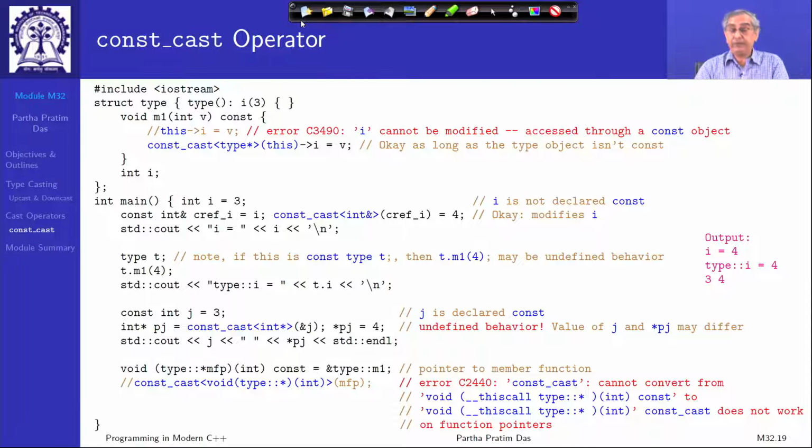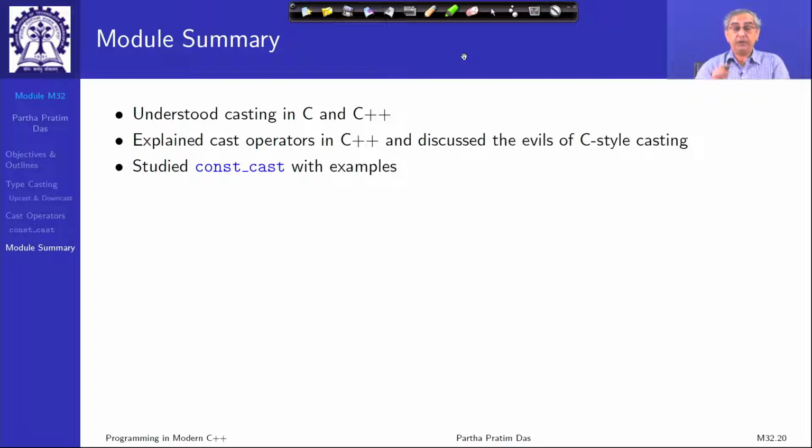Here is one more example with function pointer. You can see that even with casting, const cast, you cannot change a constant member function to a non-constant member function, simply because const cast is not allowed to work on the function pointers. Right. So, these were the basic high points about the const cast.